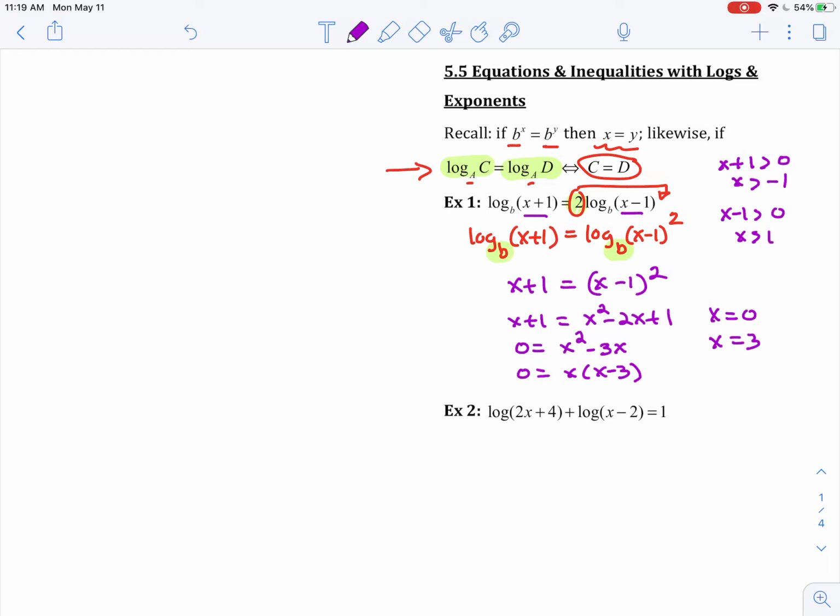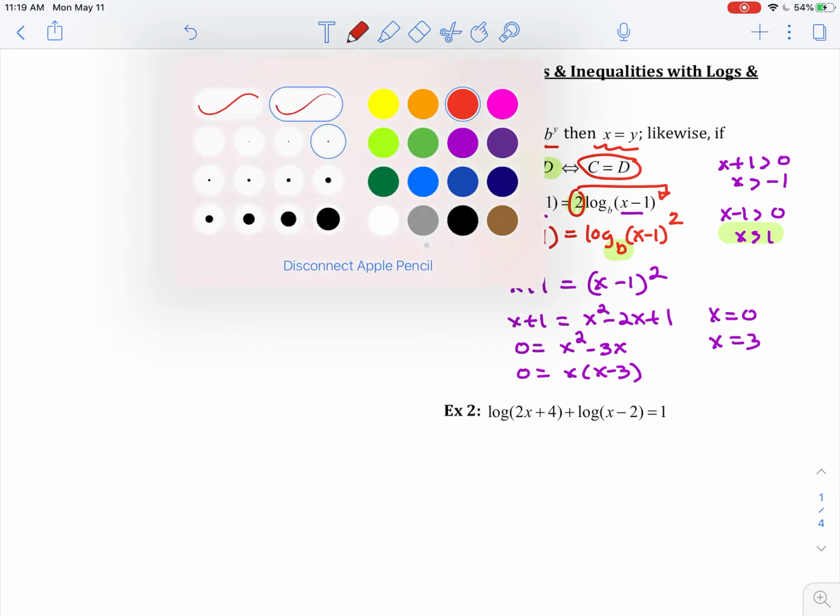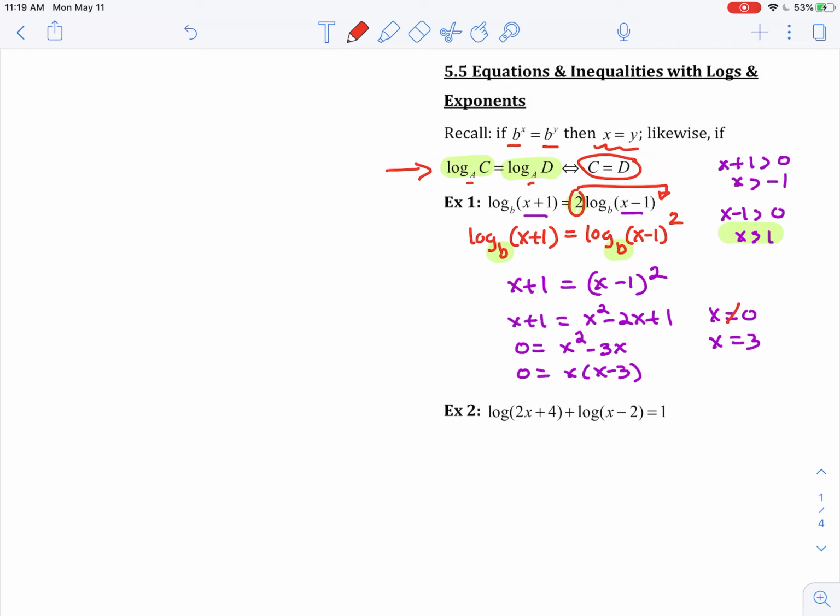We need to make sure that both log expressions are being met. So our overall domain is that we can only use values of x that are greater than 1. So therefore, x cannot be 0 because then that would give us a negative log quantity for that term on the right. So our final solution is only x equal to 3.